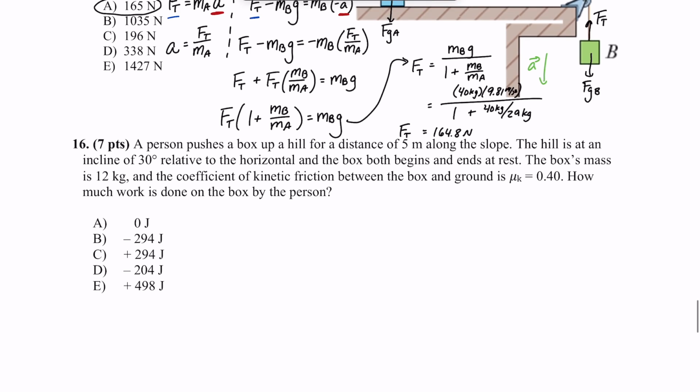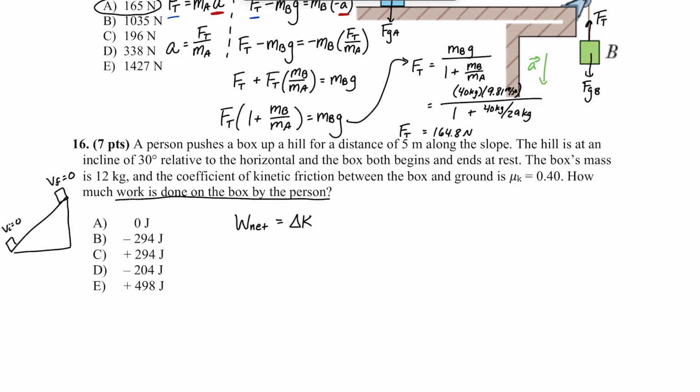In this last problem, we have a person pushing a box up a hill. And the important thing here is that the box starts and ends at rest. As they're pushing it up the hill, we want to figure out how much work they do in that motion. To solve this, we'll use the work energy theorem, which says that the net work is equal to the change in kinetic energy.